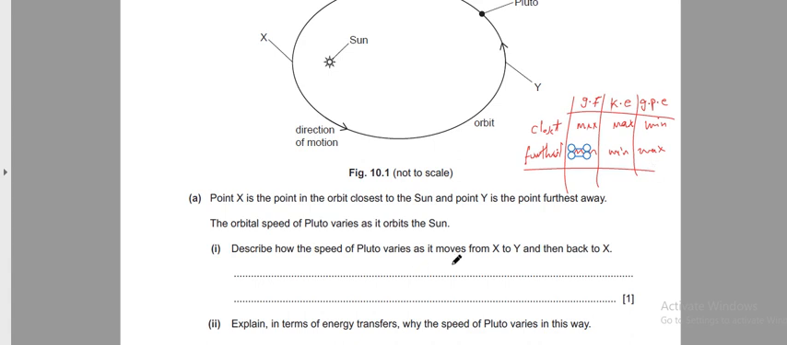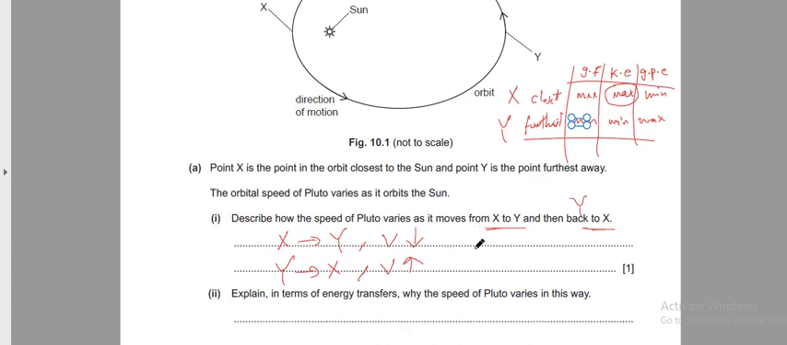So how does the speed of Pluto vary from X to Y and then back to X, which means from Y to X? From X to Y, we are moving from maximum kinetic energy to minimum. So it decreases, V decreases, and it is the opposite from Y to X, V increases.